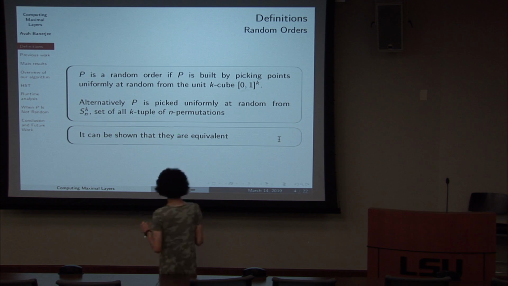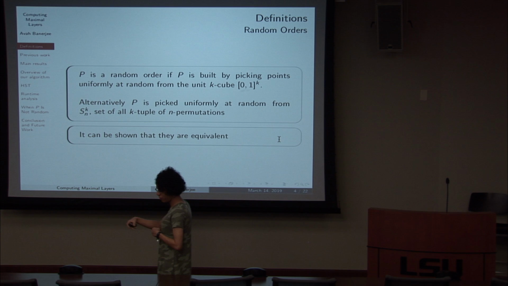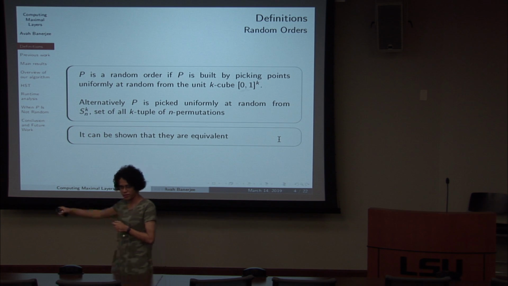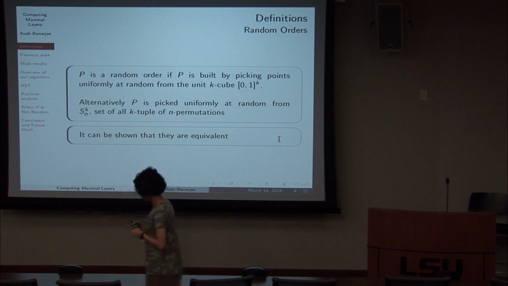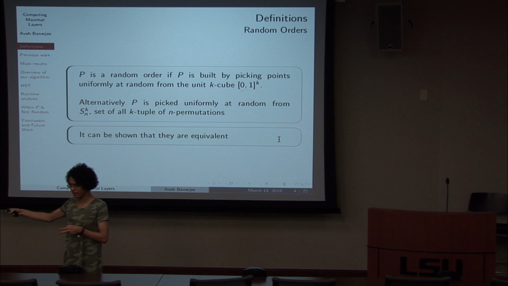I'm not going to explain. If you understand this, it's fine. Basically, Sn is the symmetric group, so it's the set of all permutations of n elements. And Sn^k is the Cartesian product of k symmetric groups Sn.